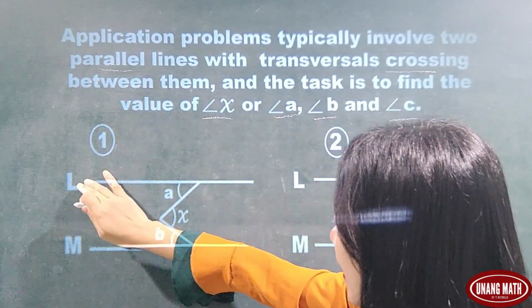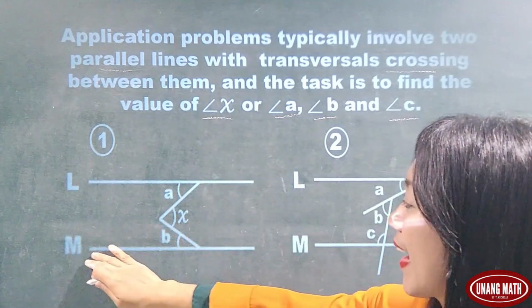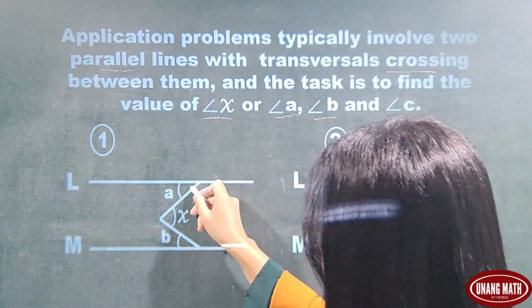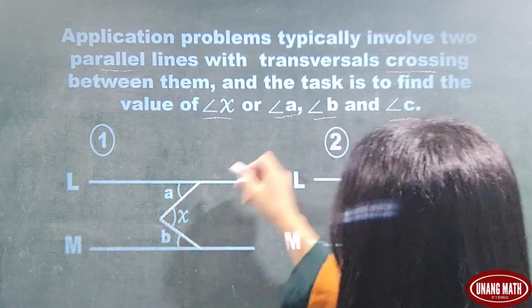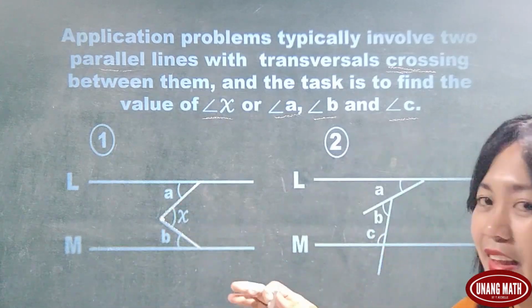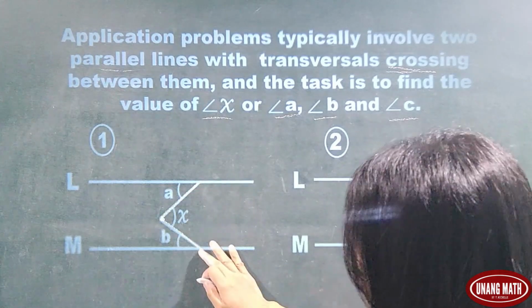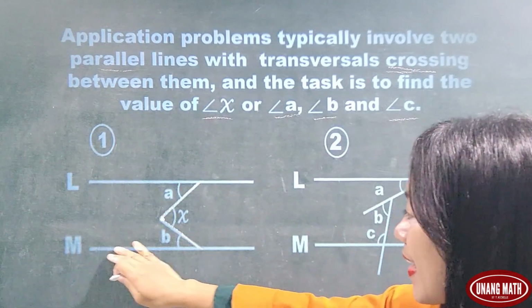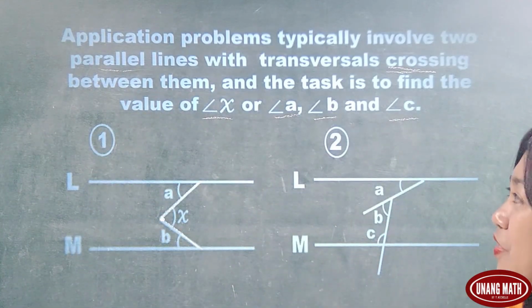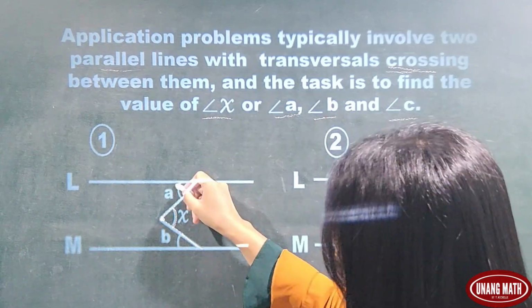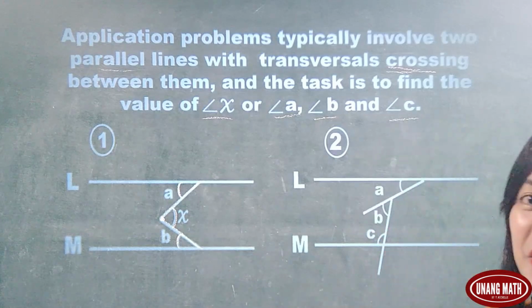Okay, take a look at this first figure. Parallel lines are line L and line M. Transversals are these lines that cross or meet at this point. Take note, these transversals are between parallel lines L and M. So our task is to find the measure of angle X, angle A, angle B.